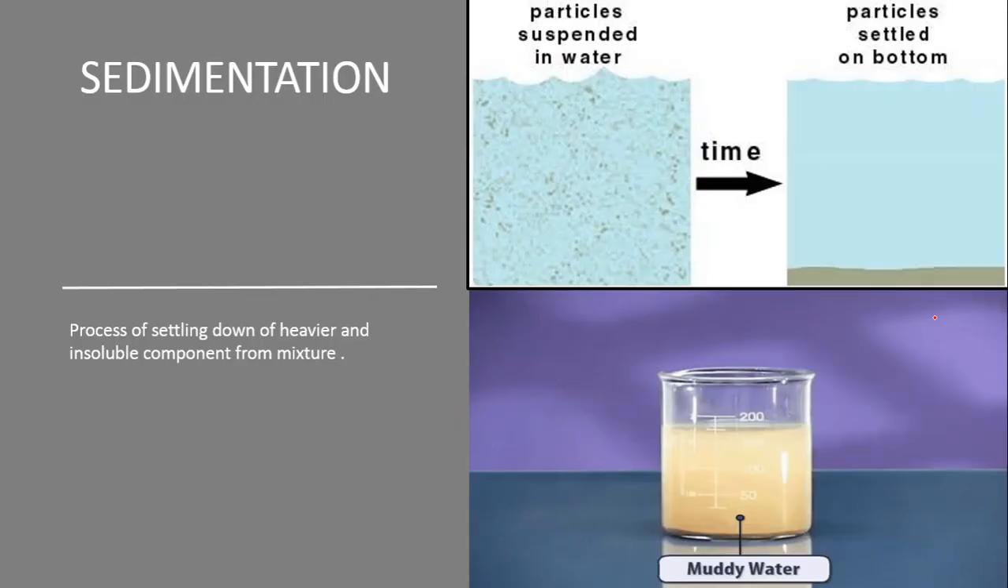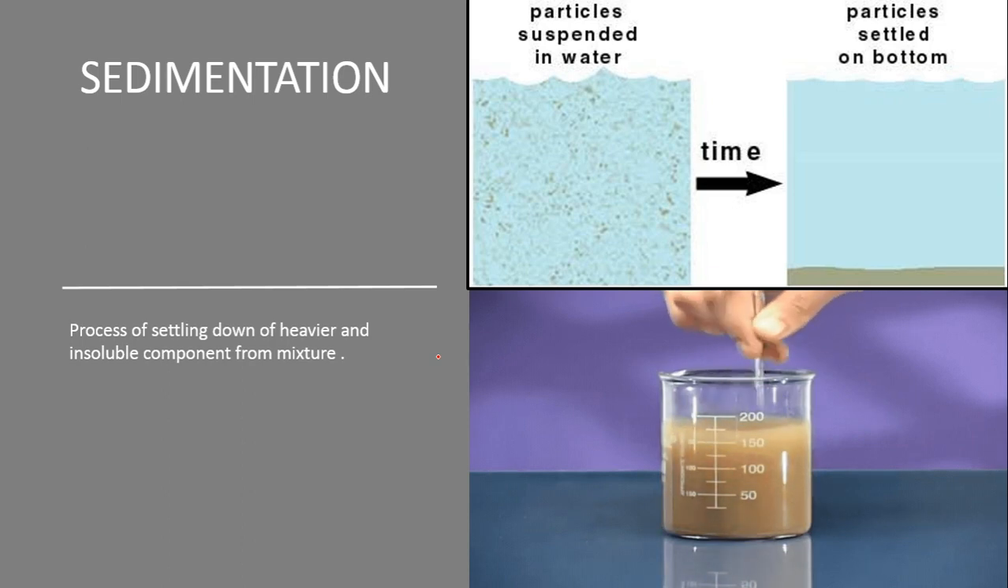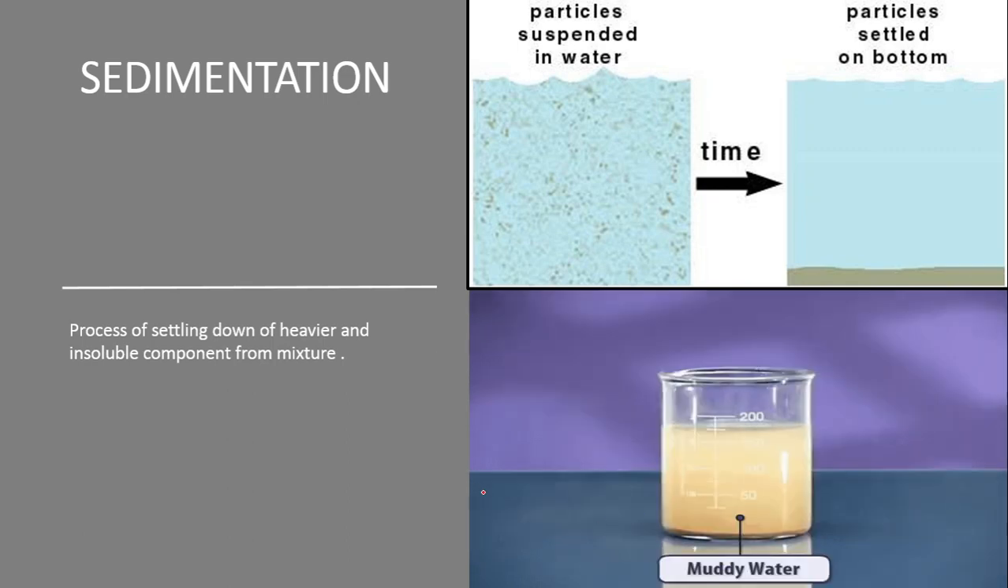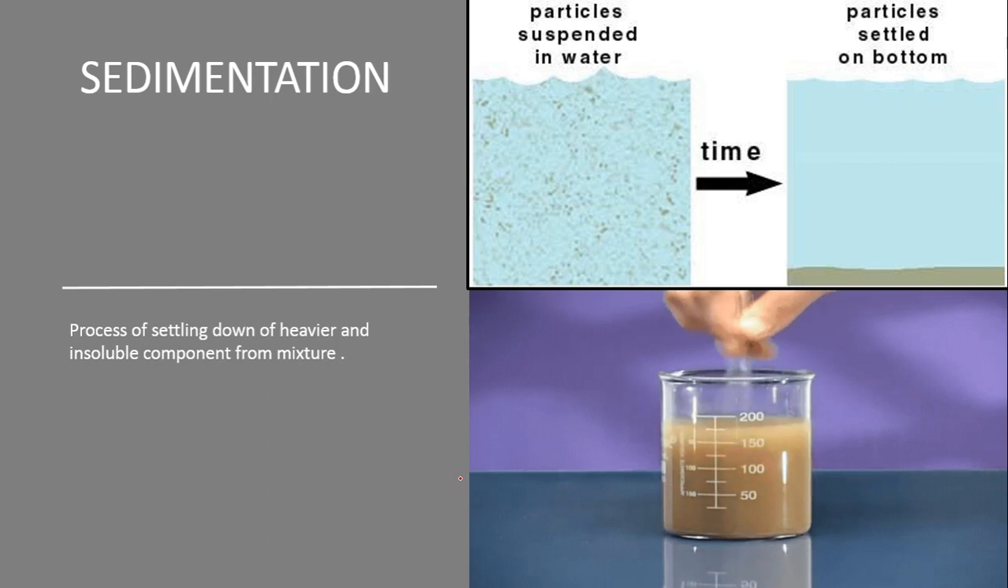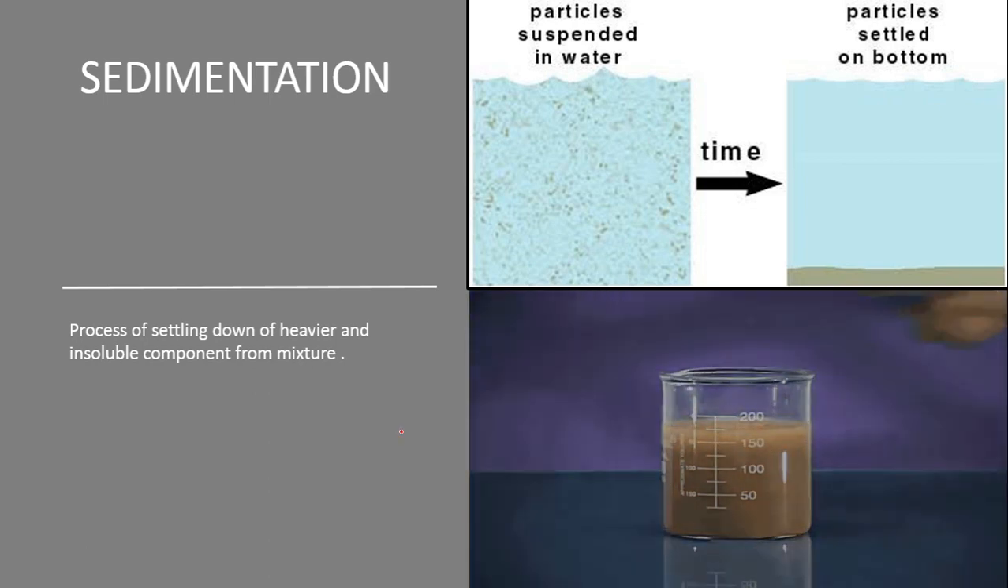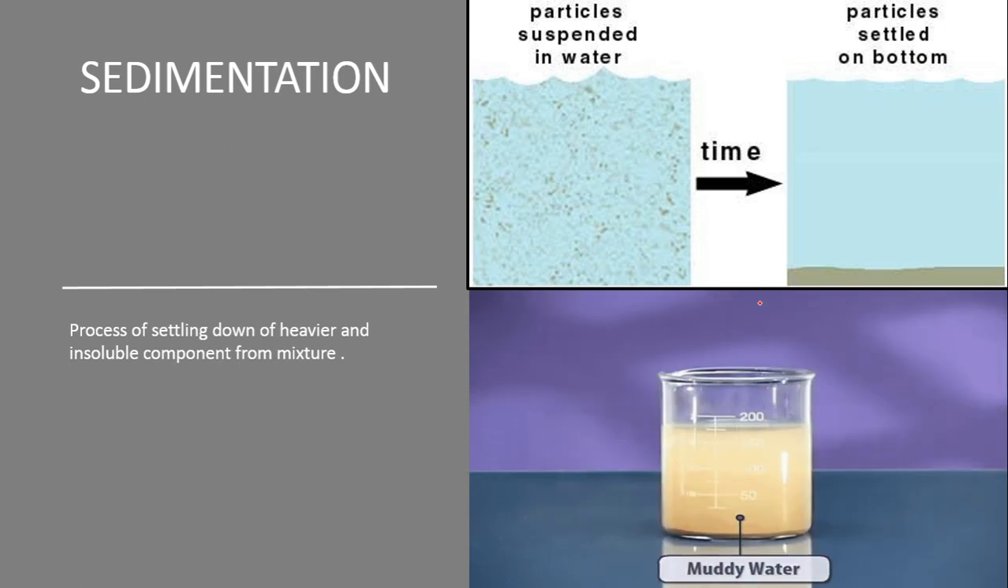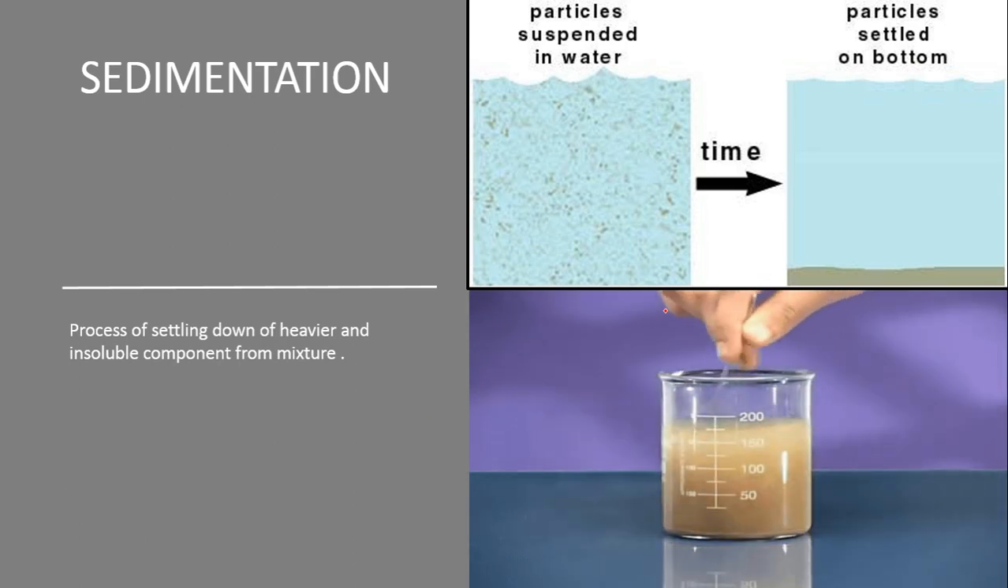First one is sedimentation. The process of settling down of heavier and insoluble components from a mixture is called sedimentation. As you can see here, when mud is mixed in water, the mud settles down after a while, and this settling down of heavier particles in liquid is called sedimentation.